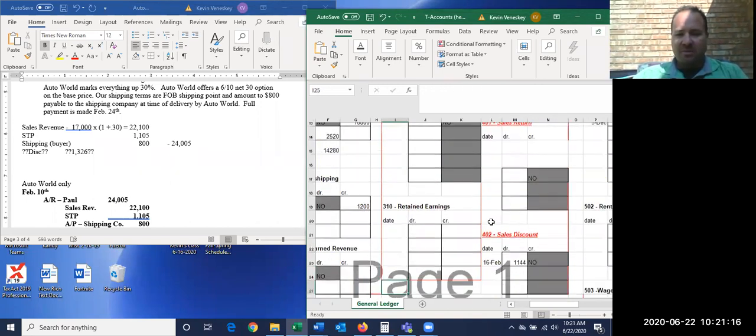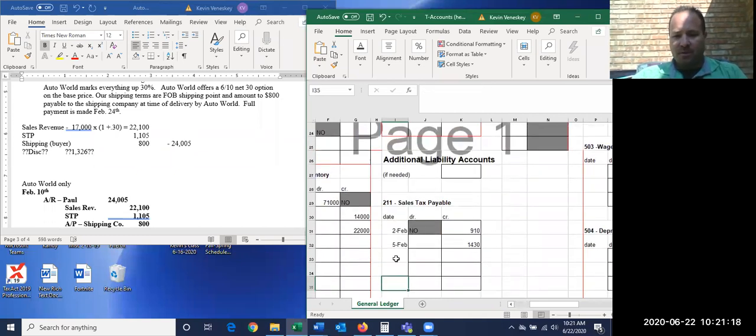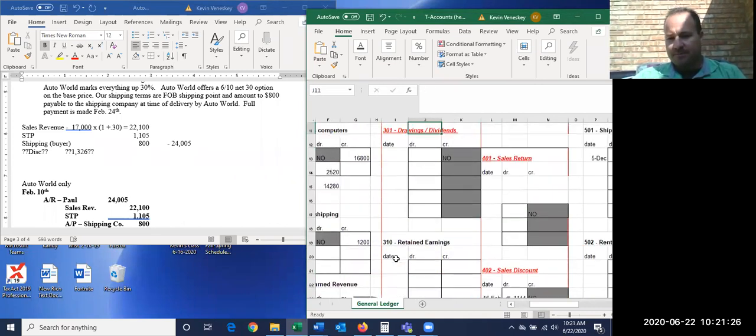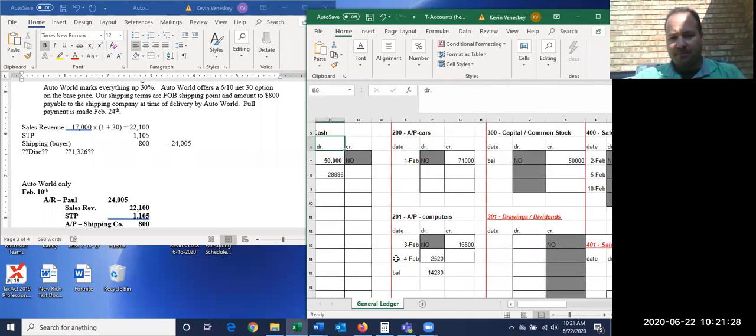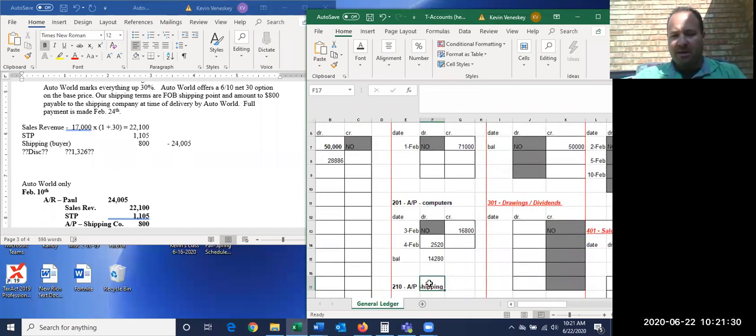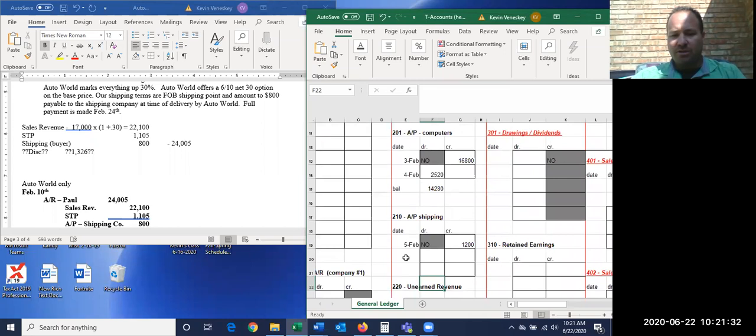I've got sales tax payable on 2-10 that I owe of $1,105. And finally, shipping in my liability section on 2-10 of $800.